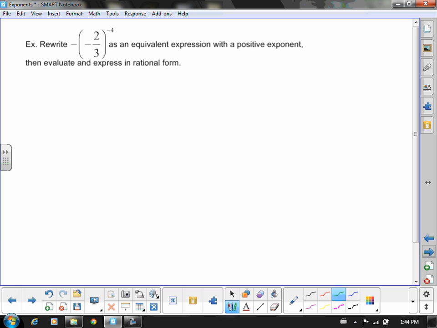In this example, we want to rewrite it. So again, we're testing your ability to change negative exponents into positive and recognize the placement of brackets. So we will have that negative on the outside stays there. Because we have a negative exponent, we can flip the fraction. So we end up with negative 3 over 2. I put the negative on top. It's just good practice. And then we have a 4.